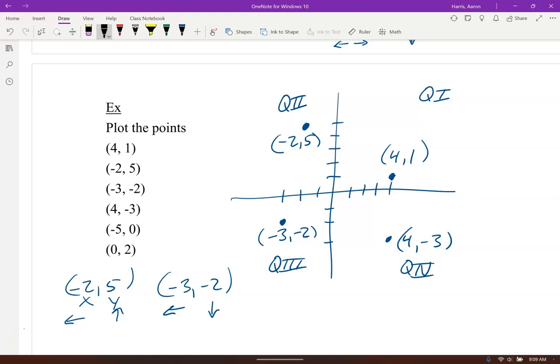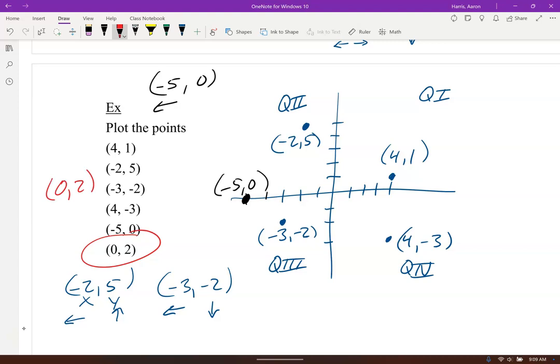(-5, 0). That'll be left 5, and then I do not go up or down. So right here, that's right on the x-axis. So you're not in either quadrant on that. And finally, let's do (0, 2). I do not go right or left, but I do go up 2 from the middle. (0, 2) is also not in any of the quadrants.